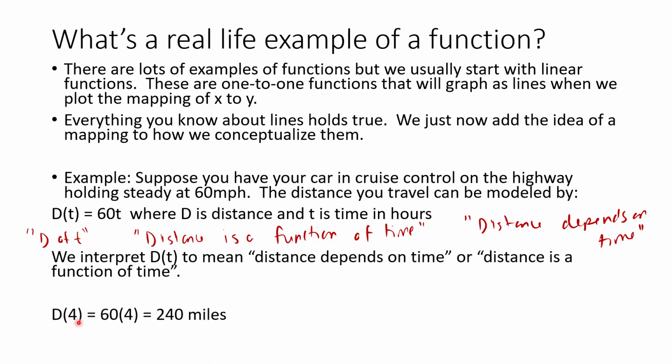And so d of 4, this means we're going to pull 4 for that value of time. So this would be 60 times 4, or 240 miles. What that means is when your time is 4 hours, the distance that you've gone is 240 miles. It would correspond to that ordered pair. And in this case, like in your application problem, you're relating hours to miles using a mathematical relationship.